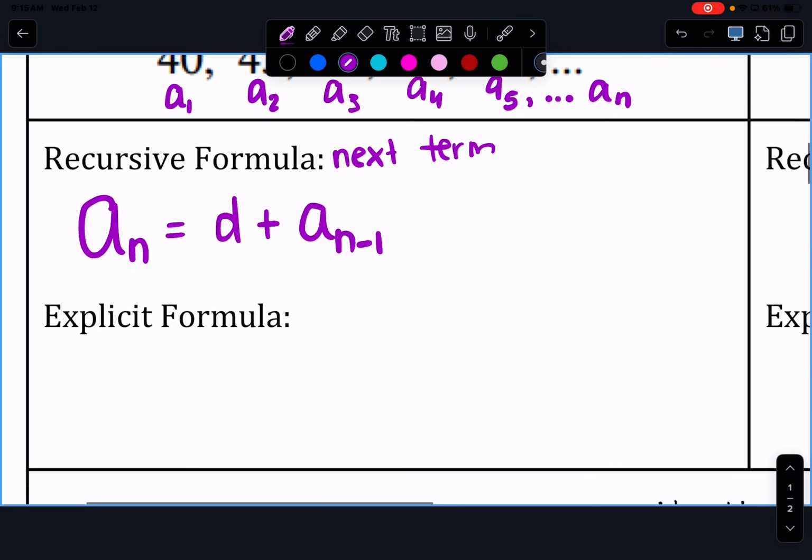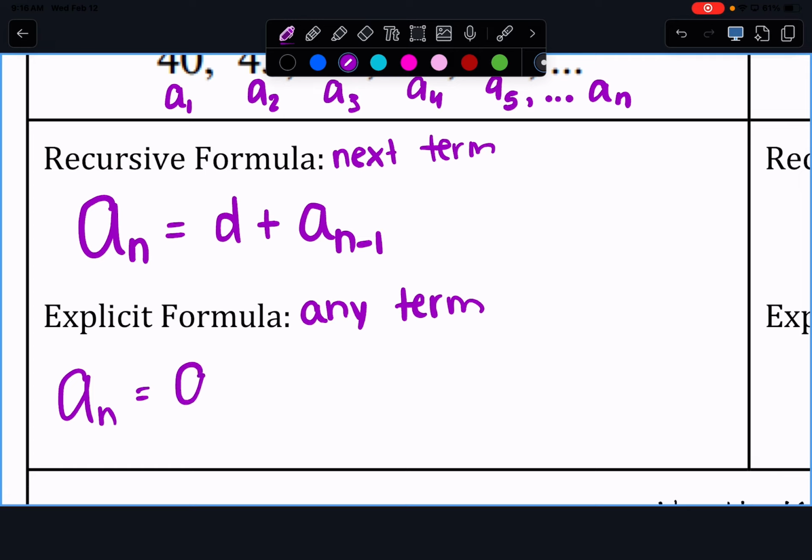Okay. Then the explicit form. All right. So for the explicit formula, that can be used to find any term. It can be used to find absolutely any of them. Okay. And the formula for that is we take A1, which is our initial term, and we're going to add that to D times n minus 1.